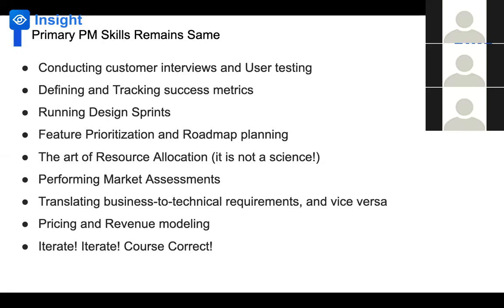Performing market assessment, do competitive analysis, figure out how other competitors are performing and what is the right path you need to take, translate business to technical requirement or vice versa, pricing and revenue modeling. But last, and the most important piece, is iterate. Keep on iterating on the above cycle and keep on course correcting and ensuring that your product succeeds. So these are the primary skill set of a product manager. It remains exactly the same for an AI PM.